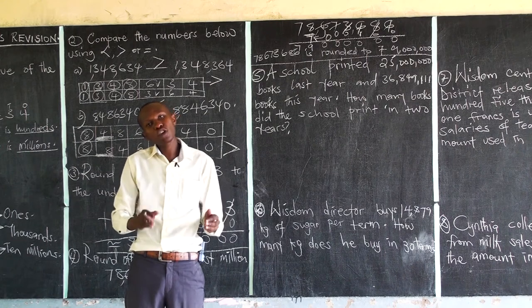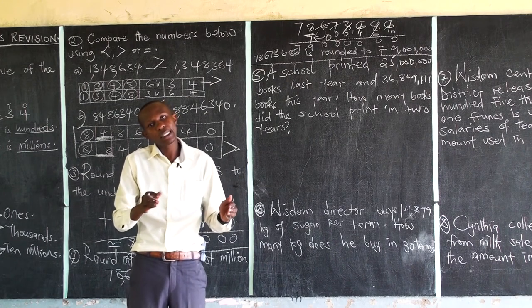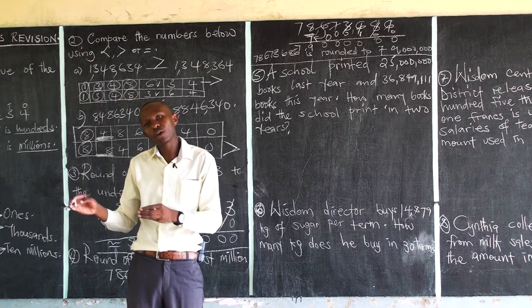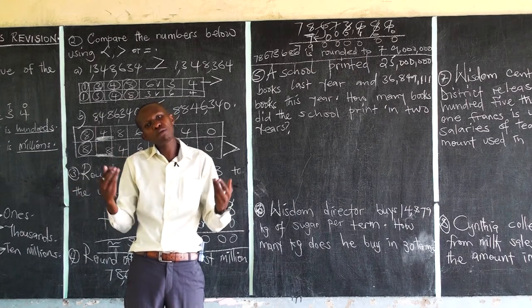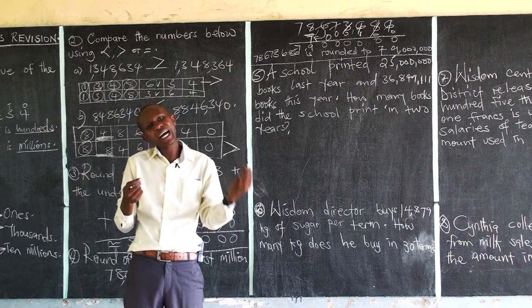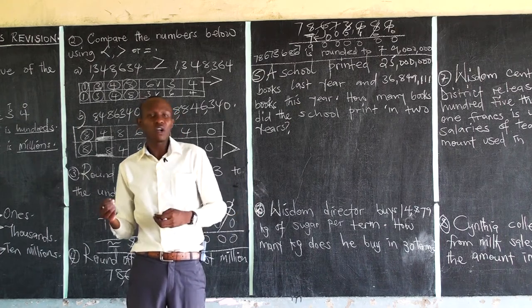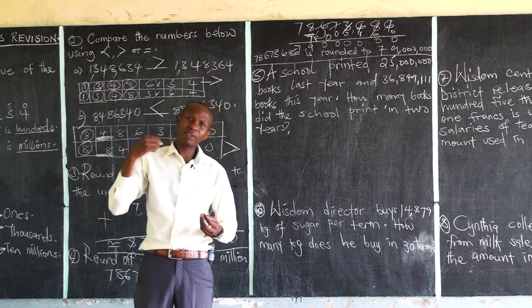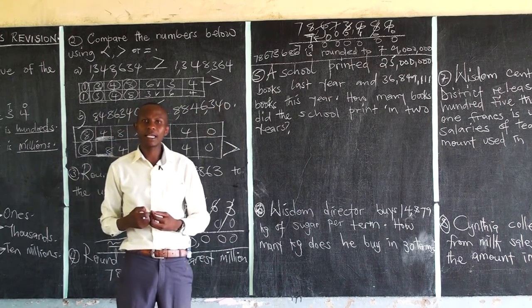Then this year it also printed more books. Maybe it also took in a store. Then they're asking, how many books did they print in 2 years? Do you think we shall have to add, or subtract, or multiply, or divide? We need to understand that.